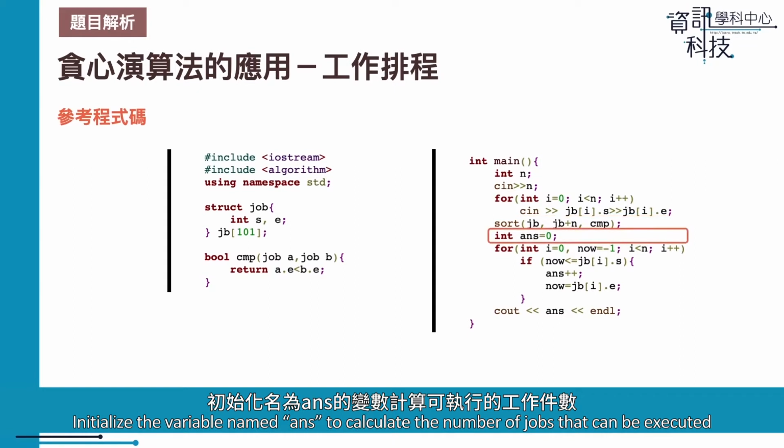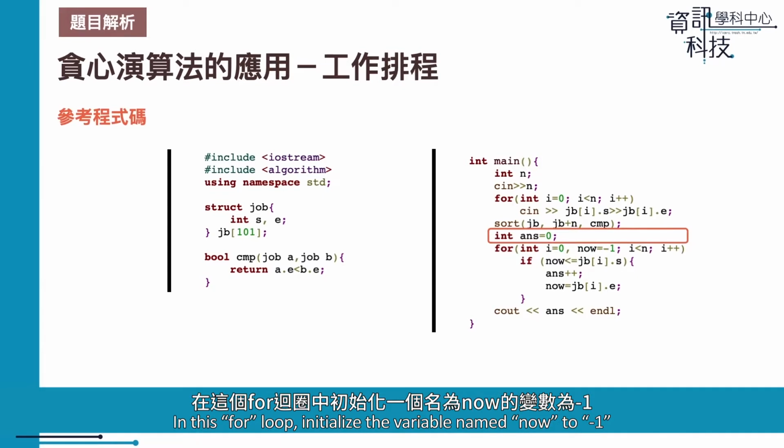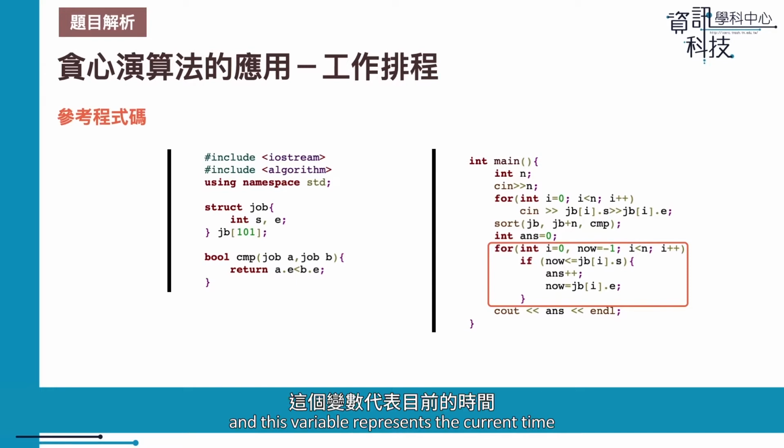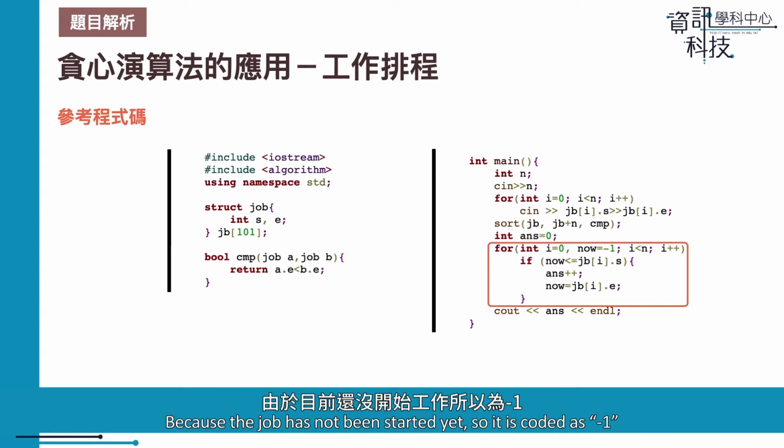Initialize the variable named ANS to calculate the number of jobs that can be executed. In this for loop, initialize the variable named now to -1, and this variable represents the current time. Because the job has not been started yet, it is coded as -1.